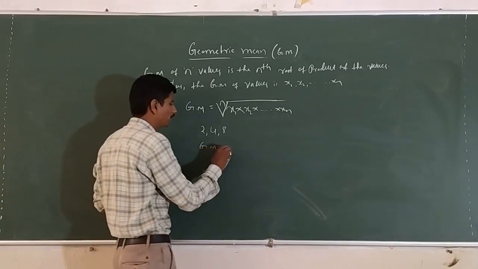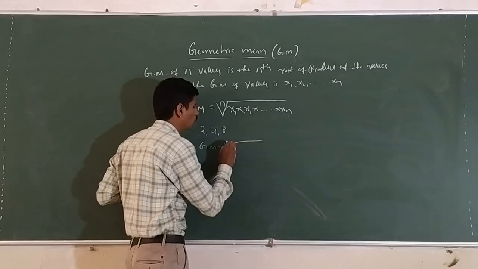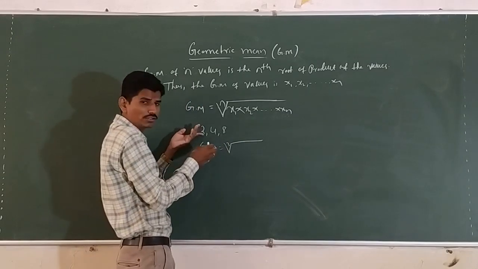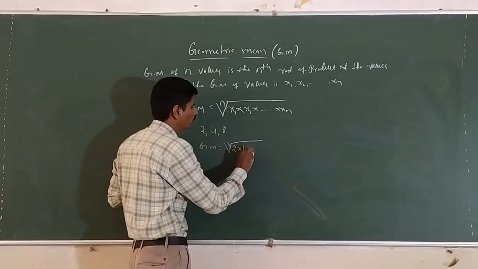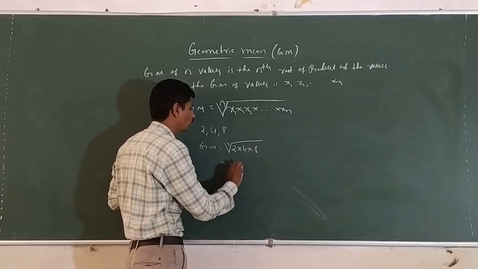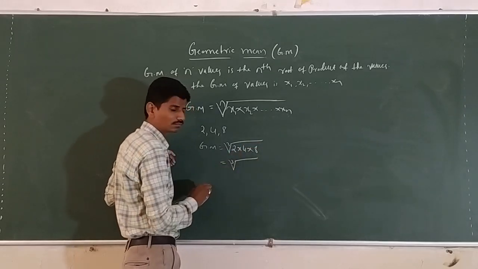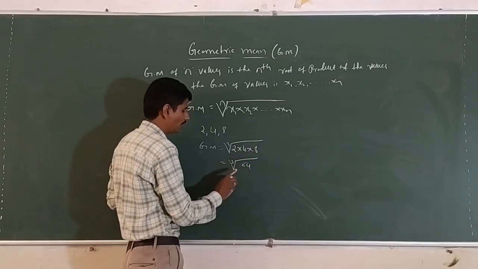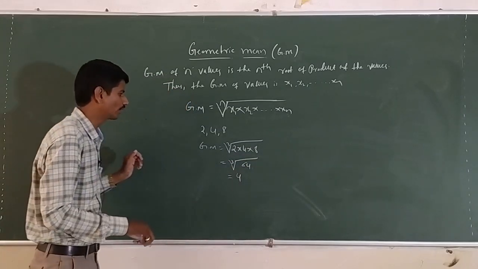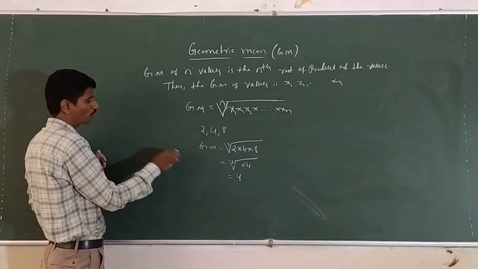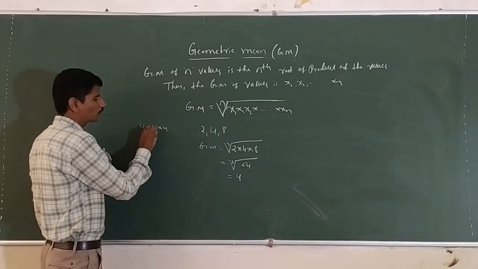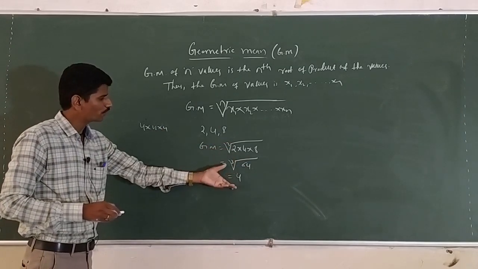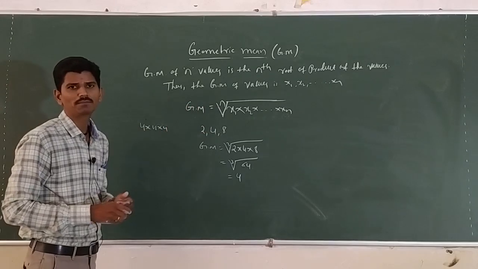Here the geometric mean is the cube root of the product of the values. The values are 2 into 4 into 8. Cube root of 2 into 4 is 8, 8 into 8 is 64. Cube root of 64 is what? 4. See here 4 into 4 into 4: 4 into 4 is 16, 16 into 4 is 64. That is, the cube root of 64 is 4. This is the geometric mean.